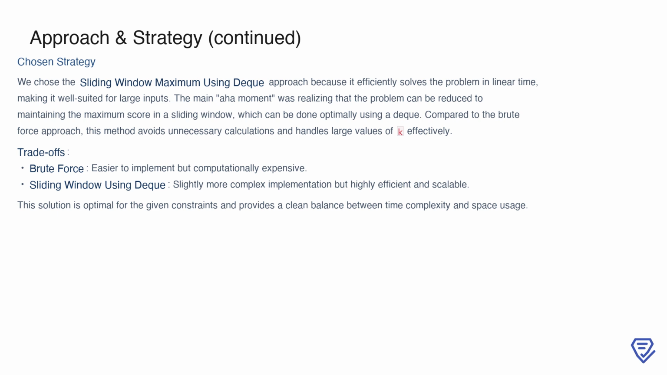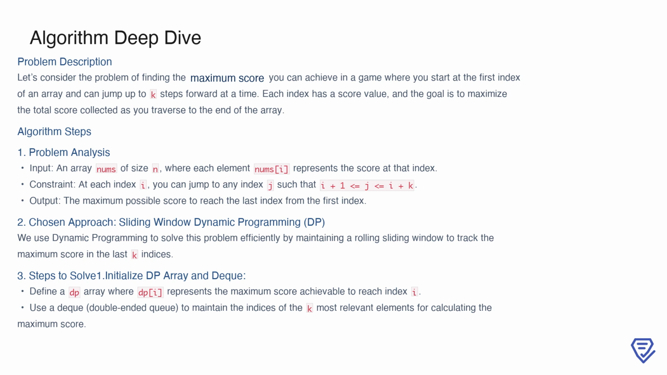In this problem, we aim to find the maximum score achievable by moving through an array from the first index to the last. Each index in the array has a score value, and at any position, you can jump up to k steps forward. The challenge is to decide your jumps strategically to maximize the total score by the time you reach the last index. To solve this, we'll use a dynamic programming approach in combination with a sliding window technique.